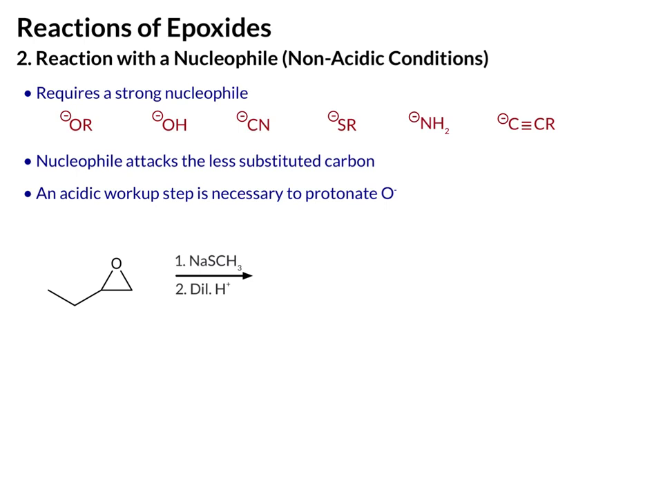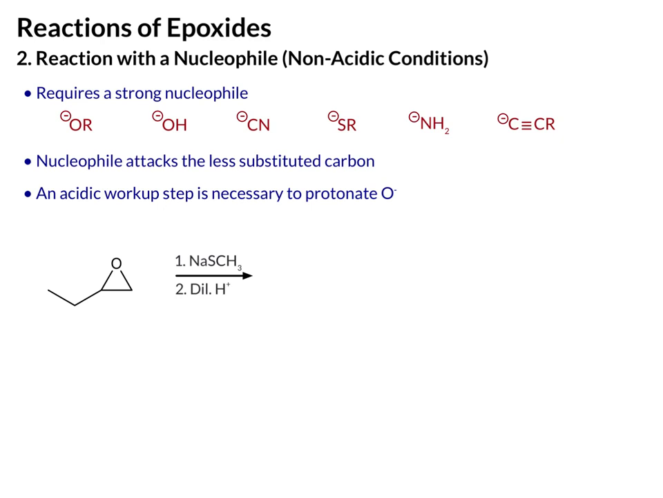Now we're going to look at epoxide opening using a nucleophile. So instead of starting with an acid to protonate the epoxide, what we're going to do is use a strong nucleophile, one that's strong enough to break it open on its own. So here's some common strong nucleophiles. You see that they're all negatively charged, things like O-, CN-, S-, N-, or C-. These are all strong nucleophiles.